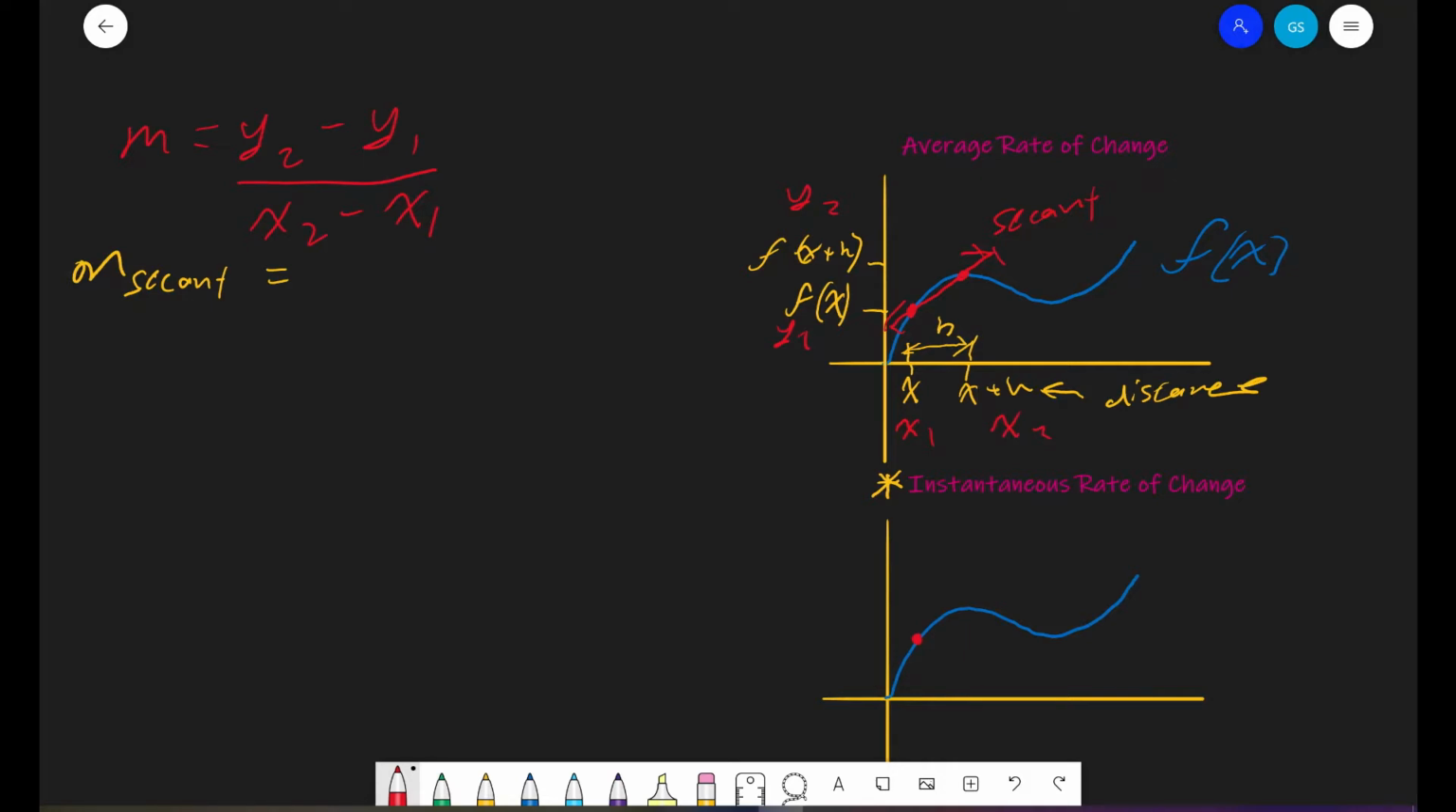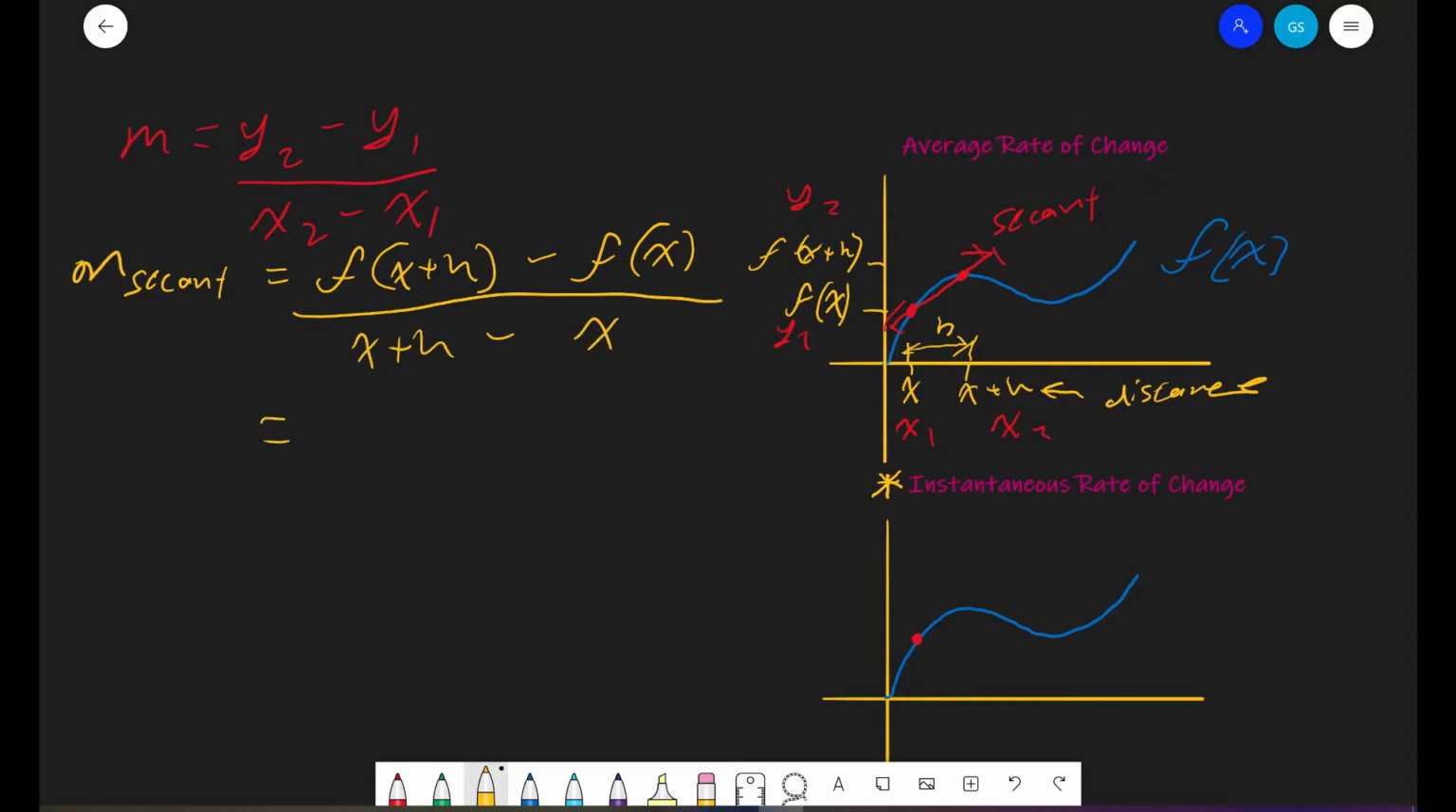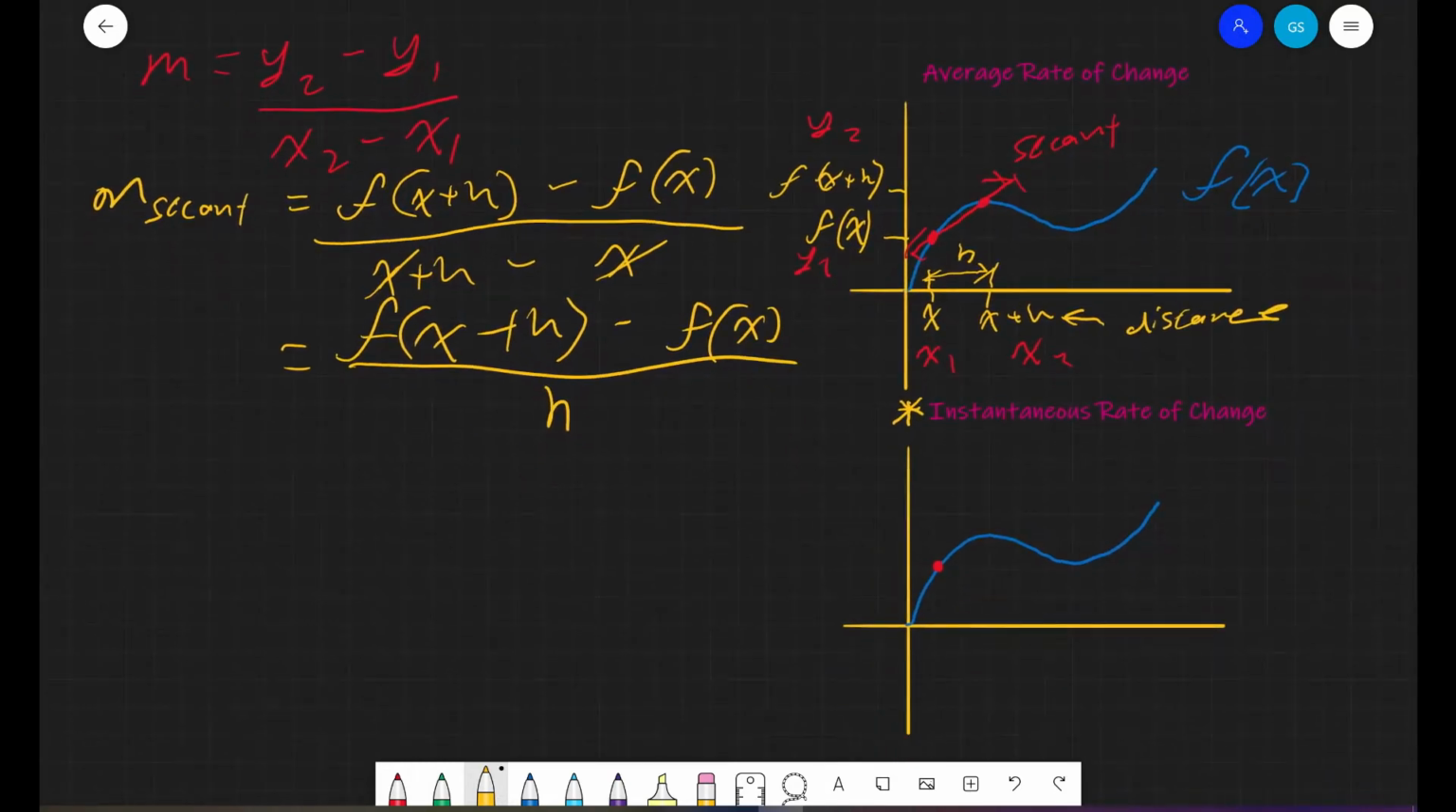And so now we're just using the slope formula here. So we just put it in. Oh, let's keep this in the nice yellow. f of x plus h minus f of x over, we're going to put in our x2, which is x plus h minus x. Now, simplifying this, we can see that the x in the denominator cancels out because x minus x. So we finally get f of x plus h minus f of x over h. And that's the average rate of change formula. That's basically how you do it.